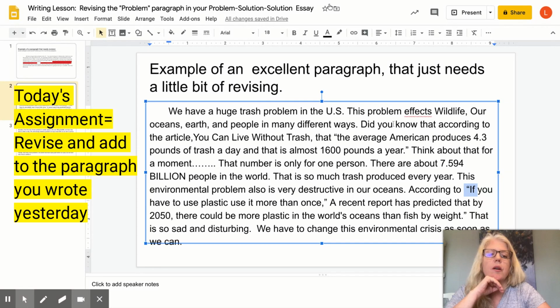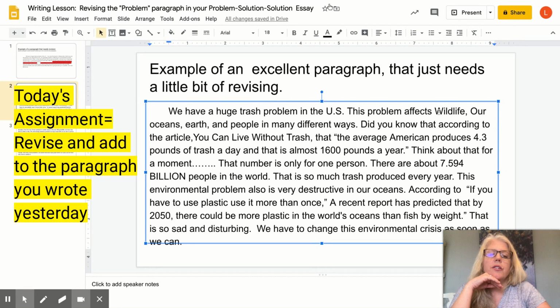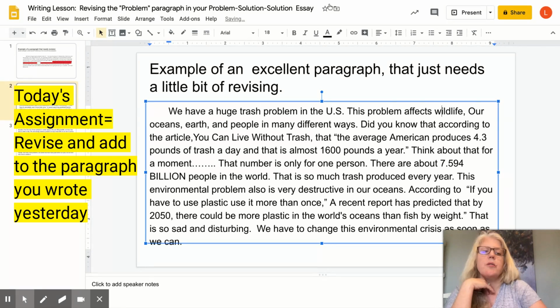I notice he's got a red squiggly line here, which means it's spelled wrong. So I'm going to switch that to affects. Also, I'm noticing he has some capital letters on things that are not proper nouns. So you'll only see capital letters in the middle of a sentence when it's a title of something or a proper noun. So wildlife is a generalized thing. It's not a specific type of animal, so I'm going to make that lowercase. Also, our oceans, I'm going to make that lowercase. Then I'm going to read on.